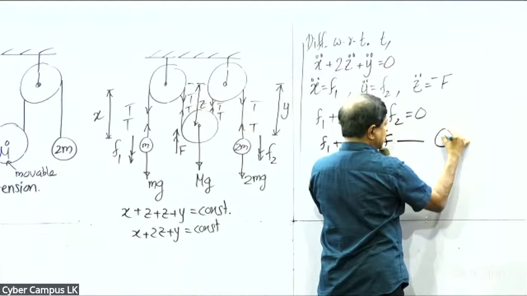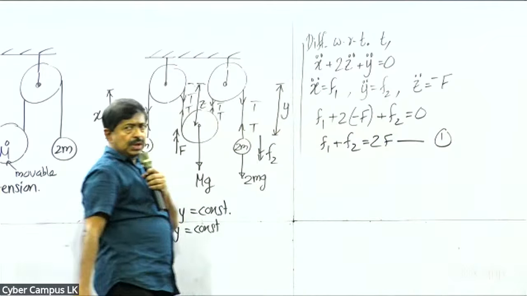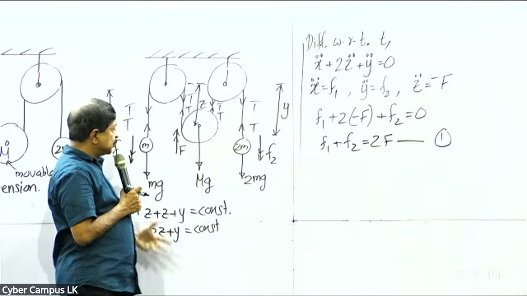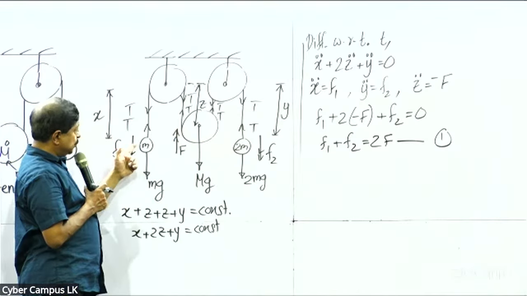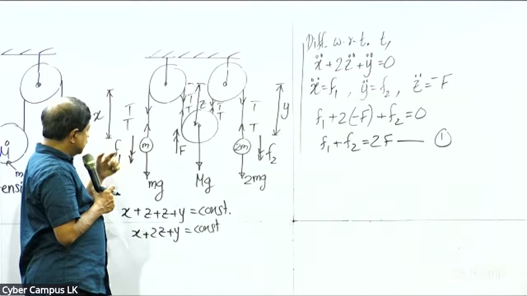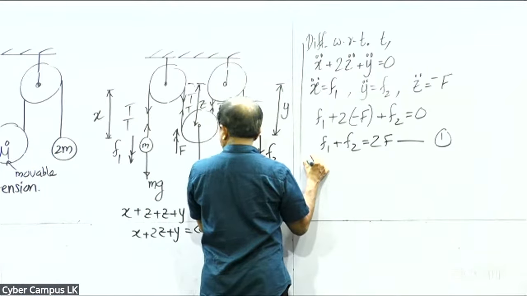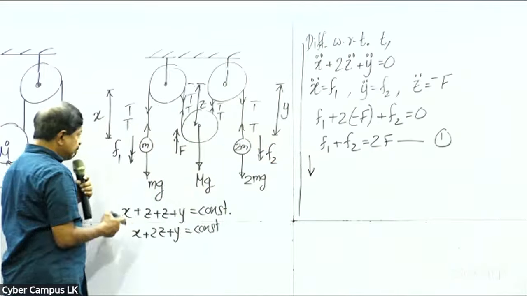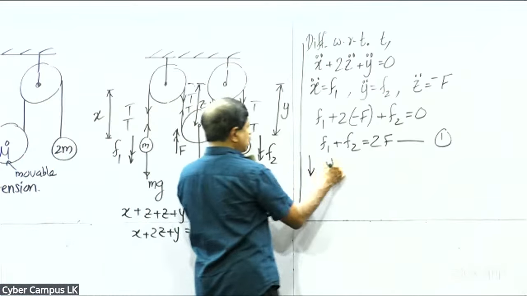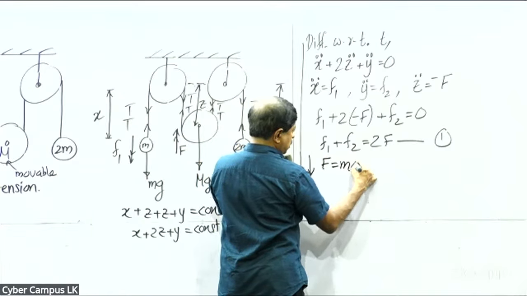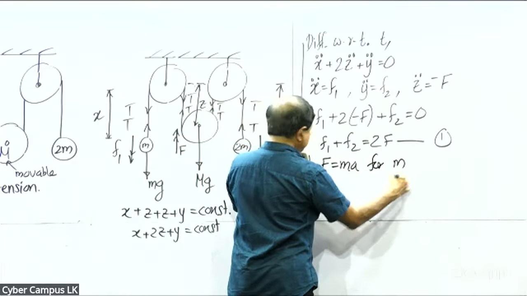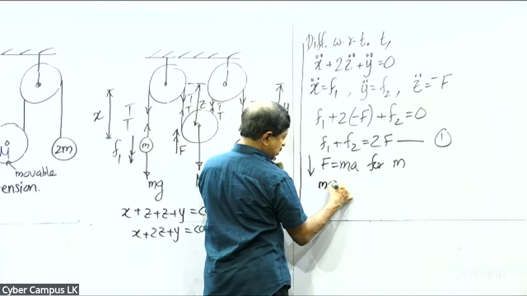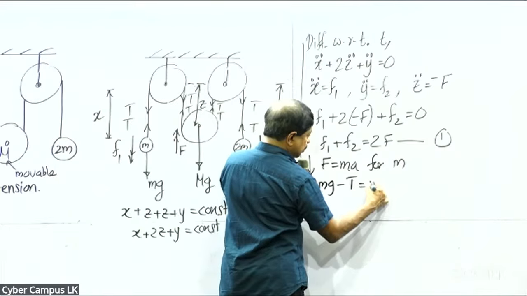I take this as equation 1. Now we need 3 more equations. There are 3 movable objects, so you can apply Newton's law for each of them. If you apply Newton's law for this, we always choose the direction of acceleration. That would be easier for us. For M, you have mg minus T is equal to m f1.